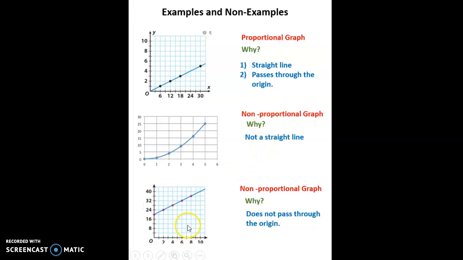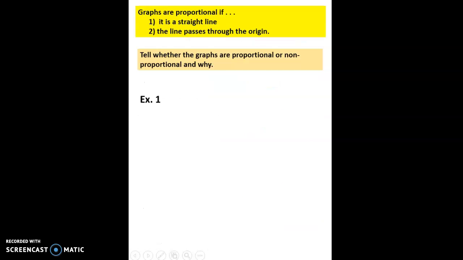The third example is also a non-proportional graph because it does not touch 0, 0. It only meets one of the two criteria. It is a straight line, but it does not touch 0. It has to have both. Graphs are proportional if 1, it's a straight line, 2, it passes through the origin. So this is very, very important. You'll have to be able to write this on a test or a quiz.